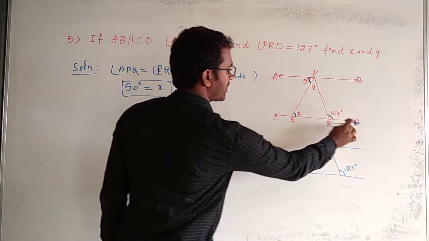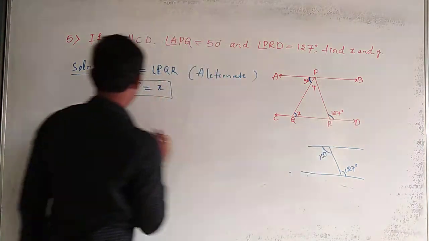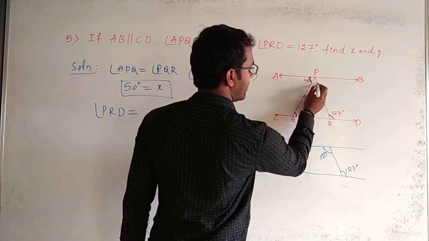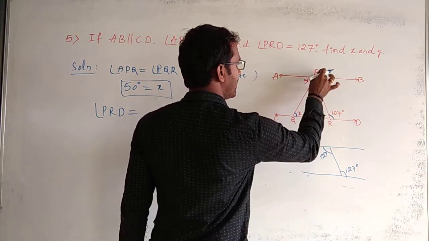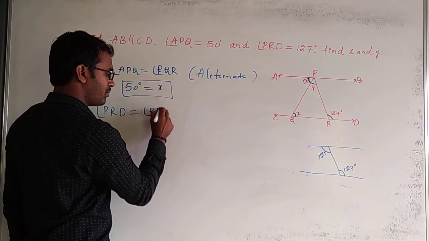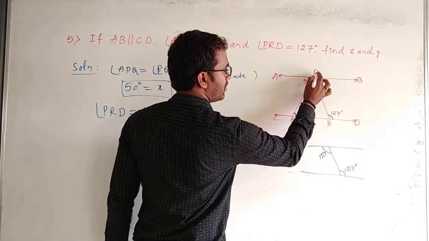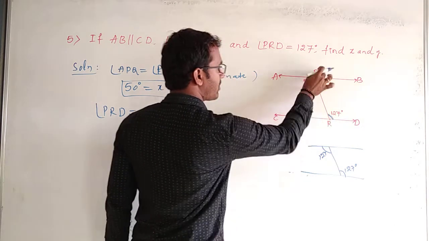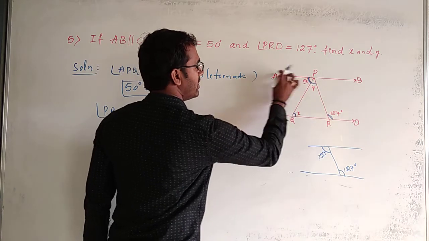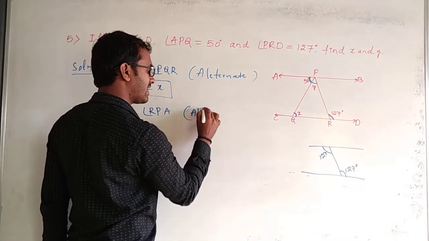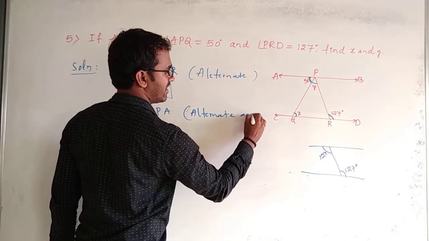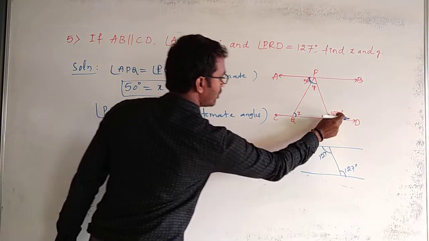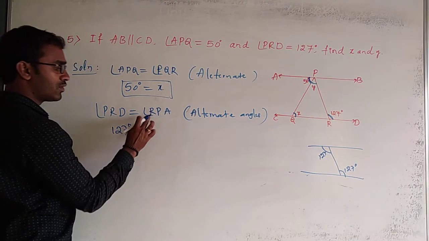Next, this angle PRD. Angle PRD equal to angle RPA, the total angle. This is an alternate angle. This angle is equal to RPA. Both are alternate angles. Then PRD equal to RPA. PRD equal to 127, so 127 degree equal to RPA.